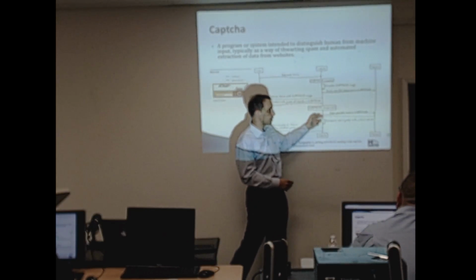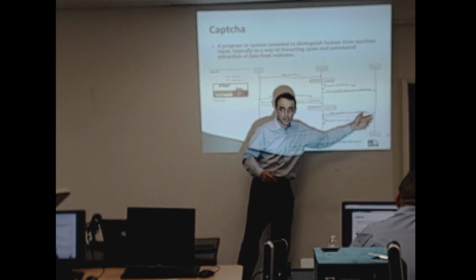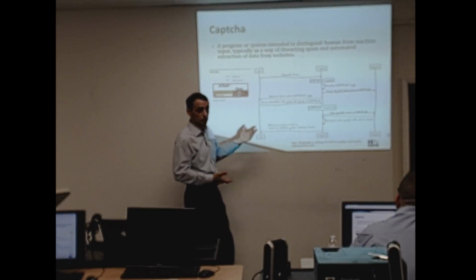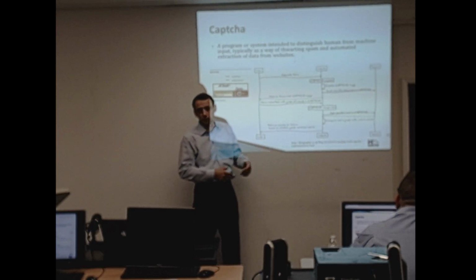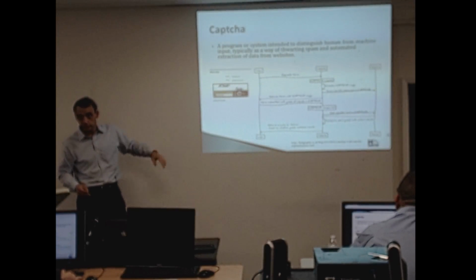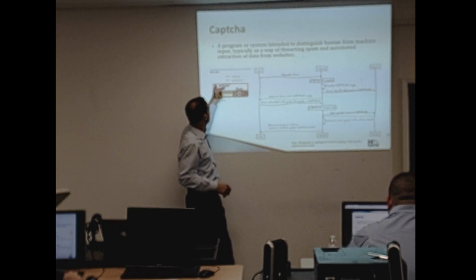So the website compares what you typed in with what the session says. If they're equal, then it lets you in. It knows that you're human. If they're not equal, it doesn't let you in, even if you put the correct username and password. All right? So it validates your input based on these scrambled characters.